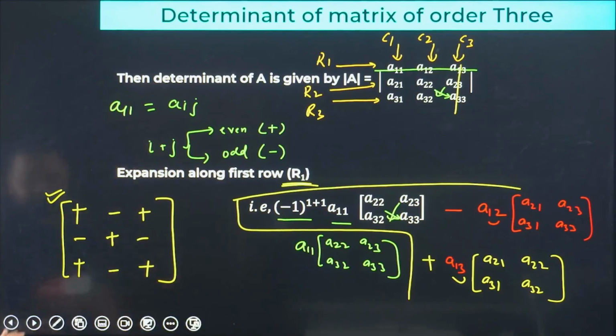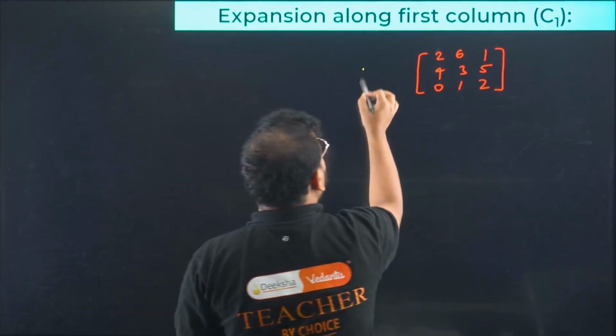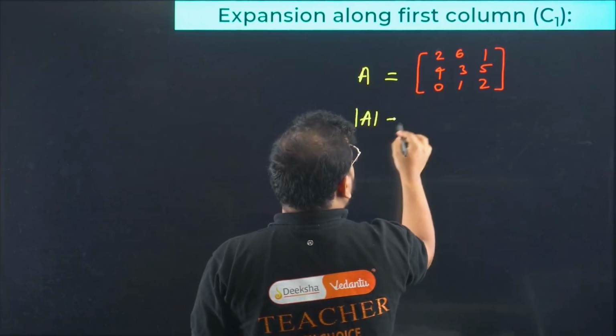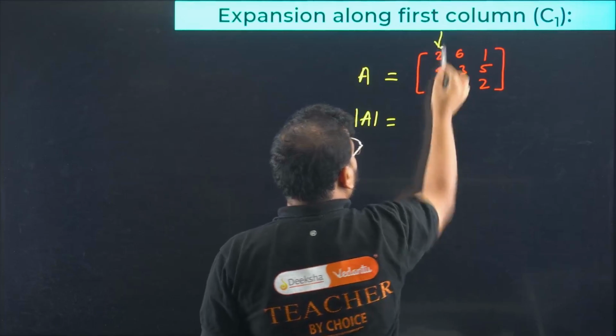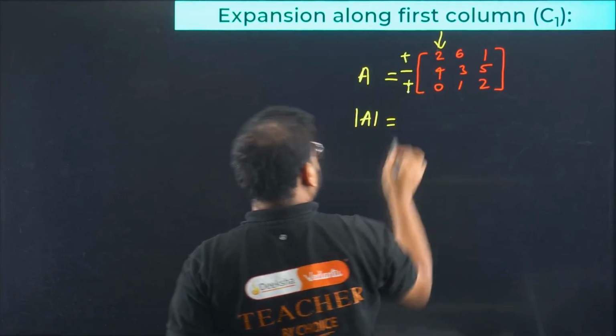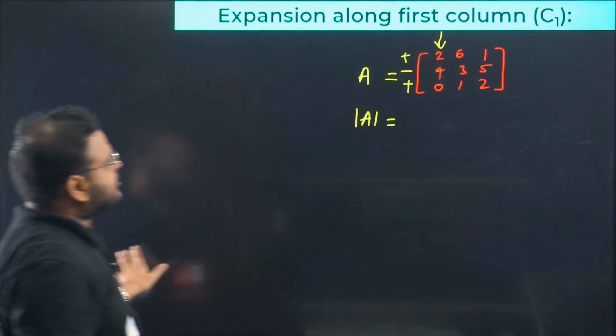Let me show you one where we're going to deal with the first column also. For this I've taken a matrix. Let's call this matrix A. I'm looking for the determinant of the matrix A. What did I say to you? First I want column 1, right? This is my column 1. The sign, remember, was given to you: plus minus plus, plus minus plus. You want to cross check.